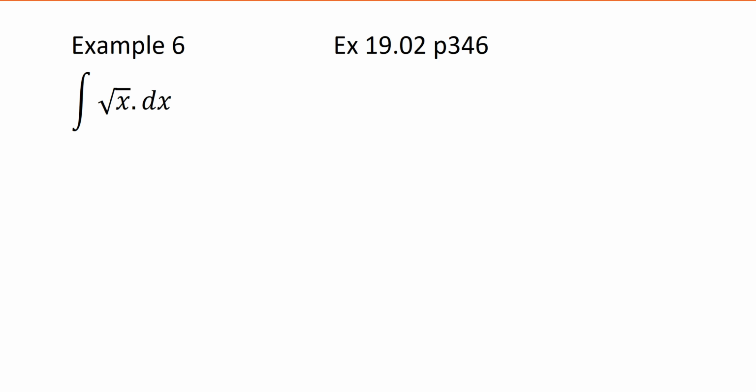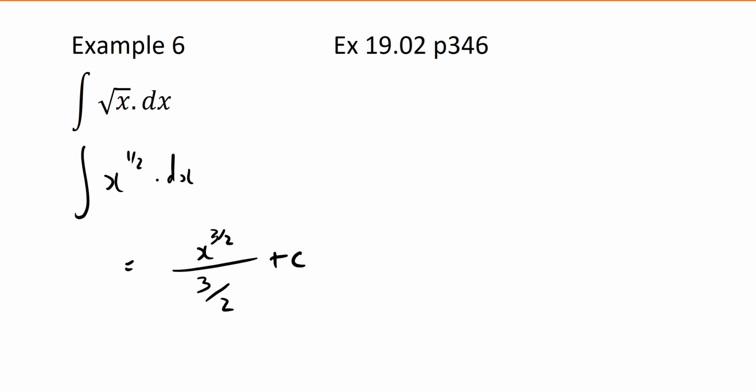This one here. X to the power of a half. So I'm integrating x to the power of a half with respect to x. So what do I do here? Add 1 to the power. So that's x to the power of 3 over 2 divided by 3 over 2. Is that how I would write it? Besides the plus c that someone's bound to say I've forgotten.